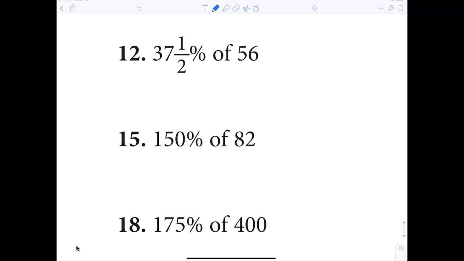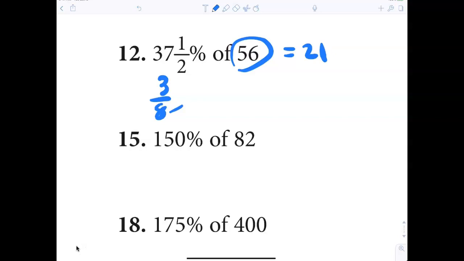So here, I would like you to know that. Do I think it's important? No, I don't think it's that important. I think it's helpful in your understanding of numbers. 37.5% is the same as 3/8. Because then you can just say, what's 56 divided by 8? 7. And then 7 times 3 is what? 21. So the correct answer is 21. All right?